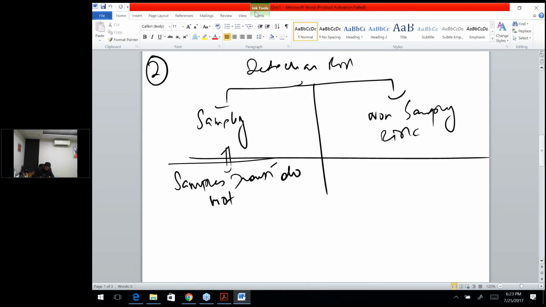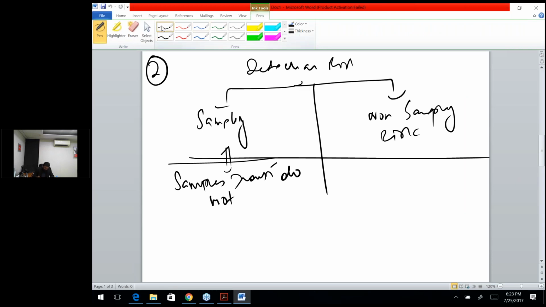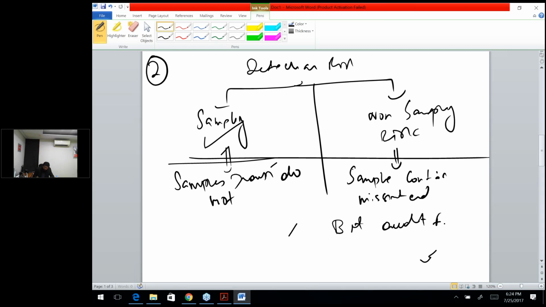So we're discussing the sampling risk, and we were talking about that sampling risk is that the samples that you have drawn do not contain the misstated transaction. And the non-sampling risk actually means that your samples contain misstated transactions, but the auditor fails to understand them. So that is considered to be a non-sampling risk. So that's what happens, it's a sampling or non-sampling risk.